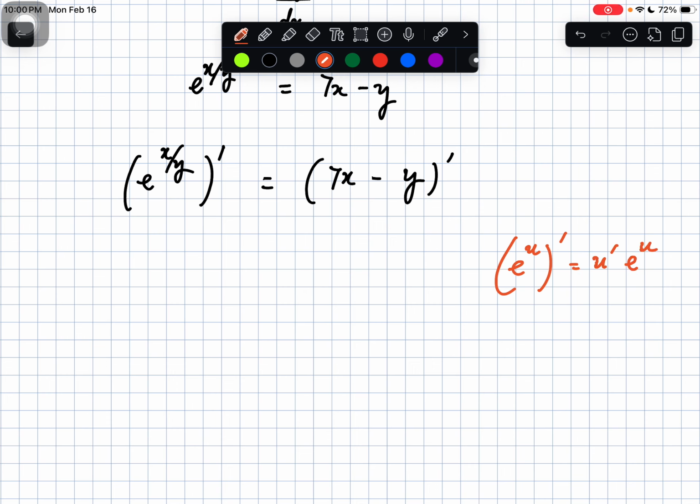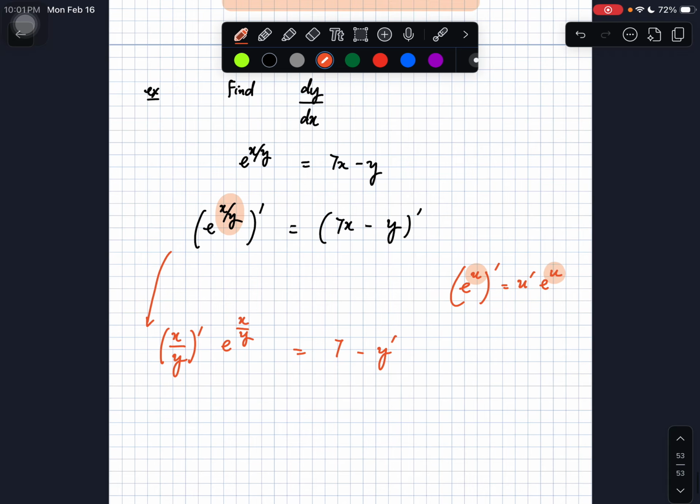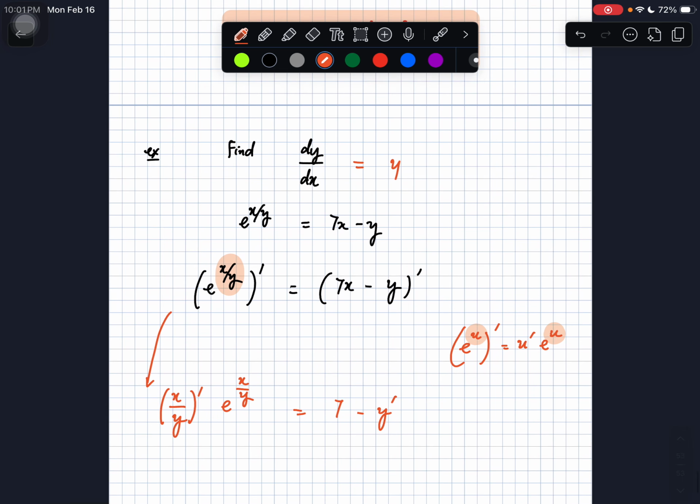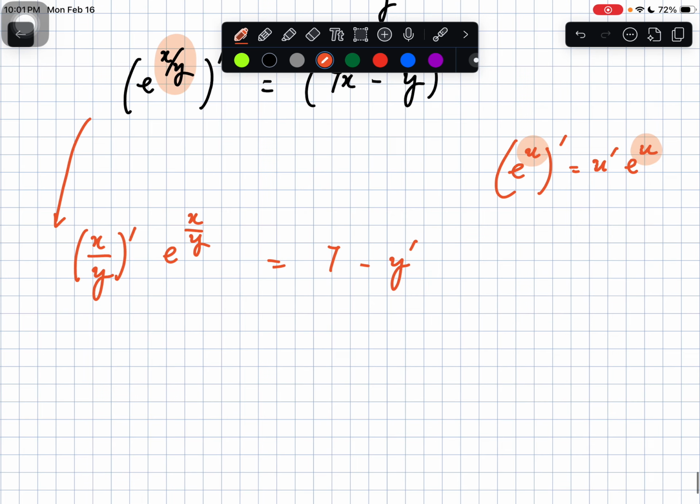So here u is x over y. So you would have u prime, (x over y) prime, times e to the u, e to the x over y. That is the left. The right is 7x prime, 7, minus y prime. So y prime is just dy over dx. And compute that. Here you use a quotient rule.